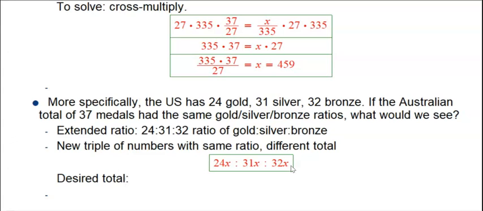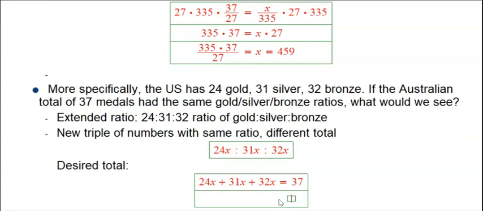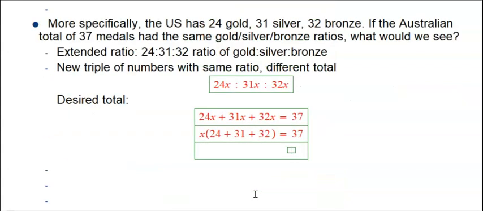How do we figure out x? It's because we know what the total is. So the prediction for Australian gold is going to be 24x, the prediction for Australian silver is going to be 31x, and the prediction for Australian bronze is going to be 32x, and we know we want that to add up to 37. Okay, that's not too hard. We can just factor out an x here. Great algebra practice, factoring out some quantity, and then of course, this is a familiar quantity. This is actually the 87 again. So 87x equals 37.